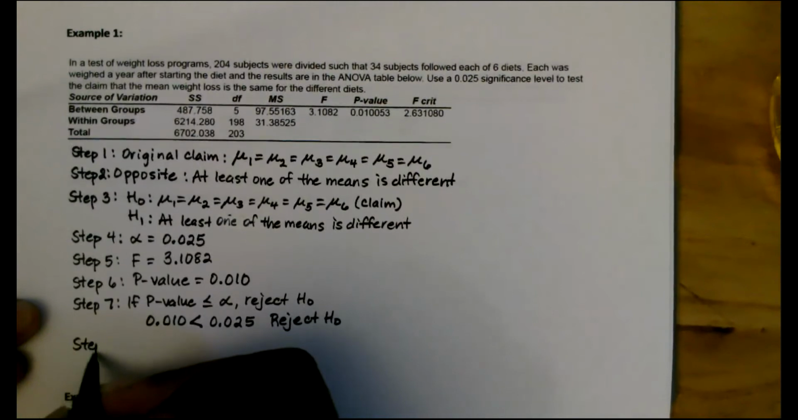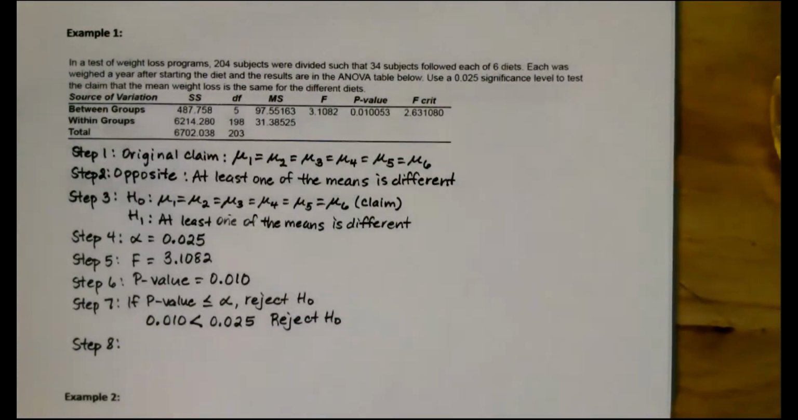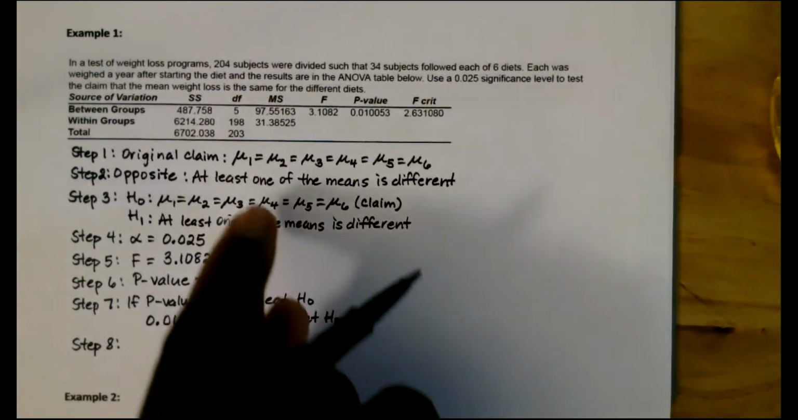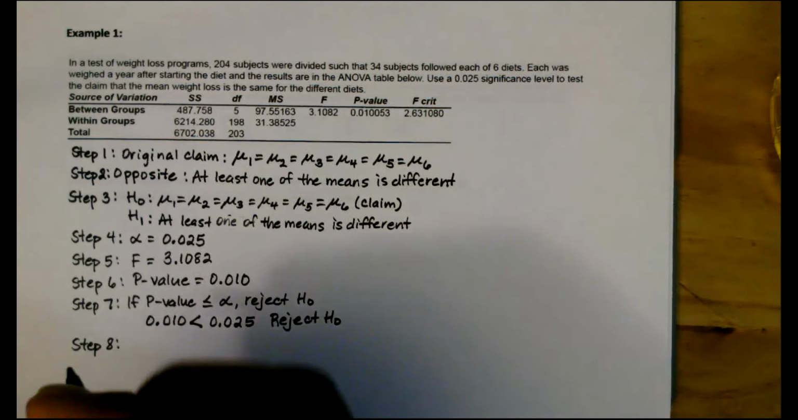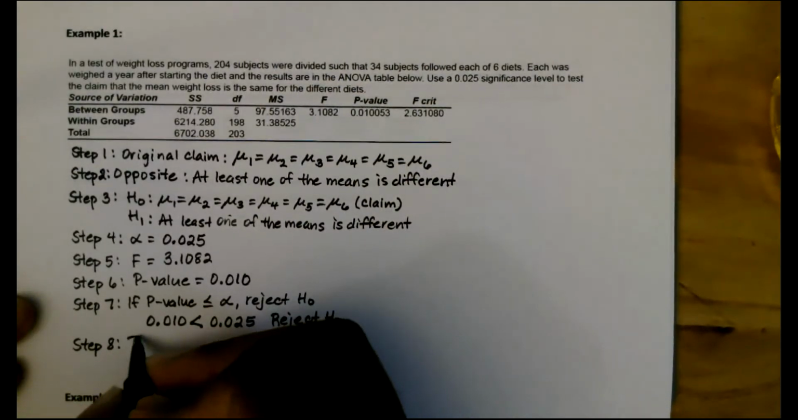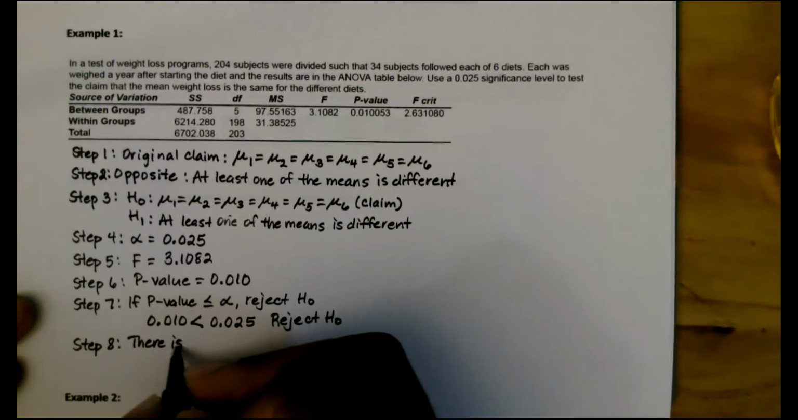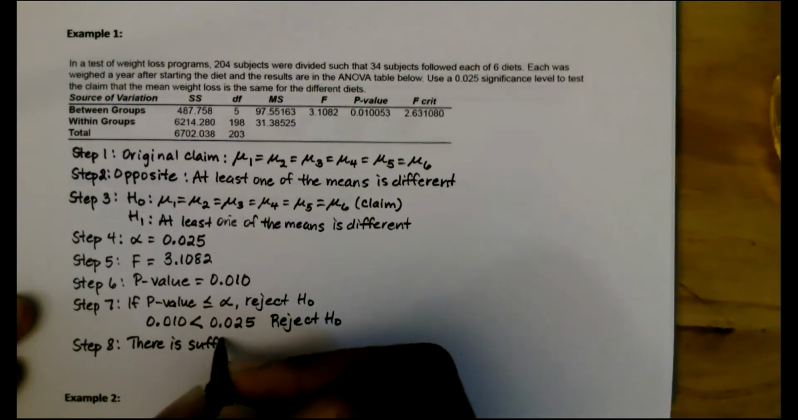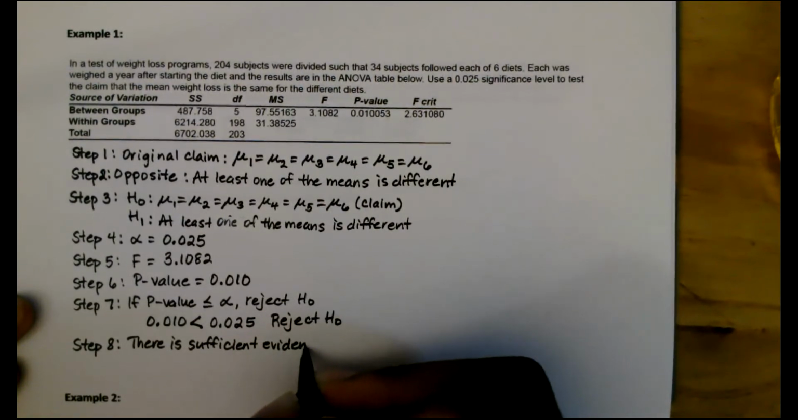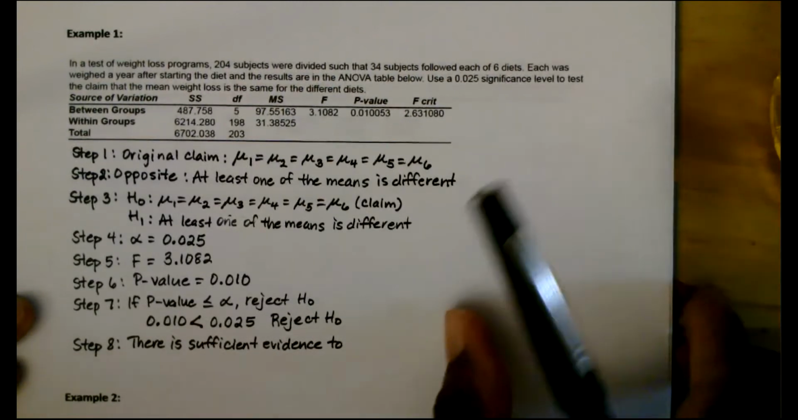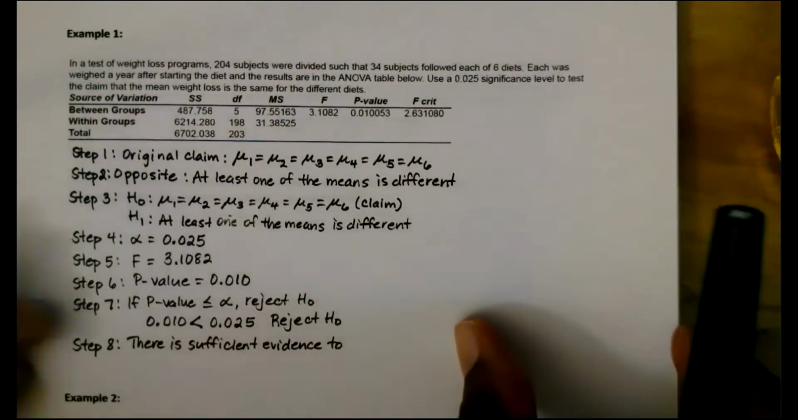And then step number 8 is to write our conclusion. And pretty much the conclusion is going to be that there is sufficient evidence to reject the claim. Because we're rejecting the null hypothesis, that null hypothesis is your claim. So we're rejecting the null hypothesis, meaning there is sufficient evidence to, I'm going to say, warrant rejection of the claim.